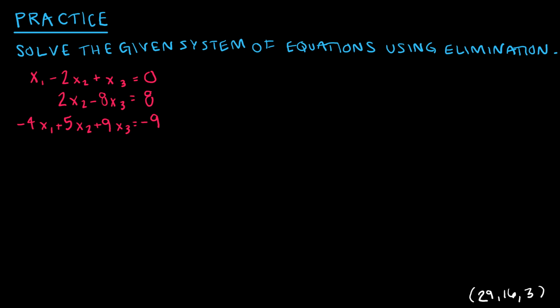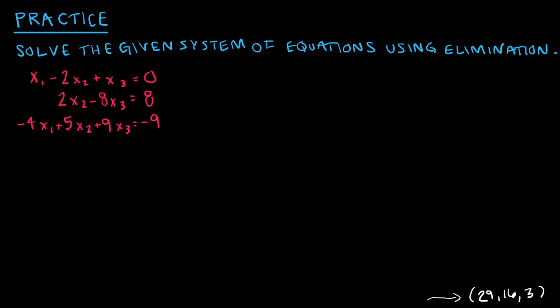So what I would like you to do, and notice I've cheated down here. I've already provided you with a solution, and that's just so when you get to the end, if you get something other than 29, 16, 3, you know you've made an error somewhere. Don't you wish we always had a key like that?